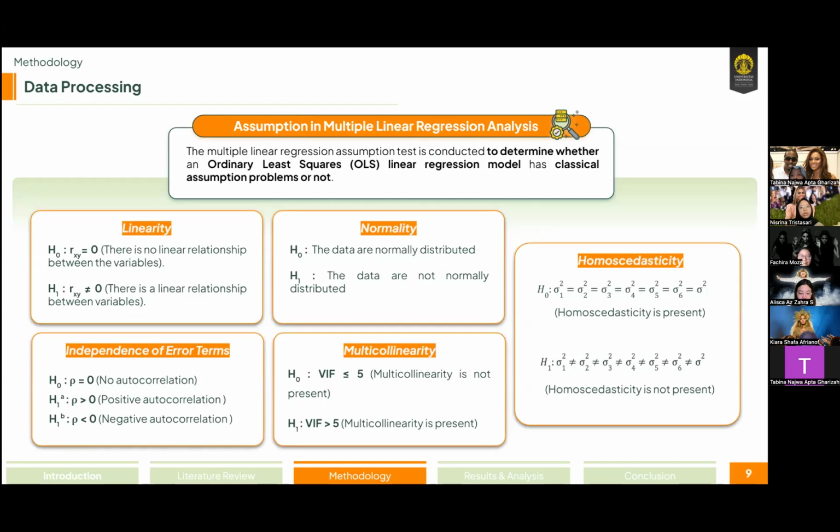Next are the assumptions in multiple linear regression analysis. This test is conducted to determine whether an ordinary least squares, or OLS, linear regression model has classical assumption problems or not. We conducted 5 types of tests: linearity, normality, independence of error terms, multicollinearity, and homoscedasticity. And here are the assumptions for each test.